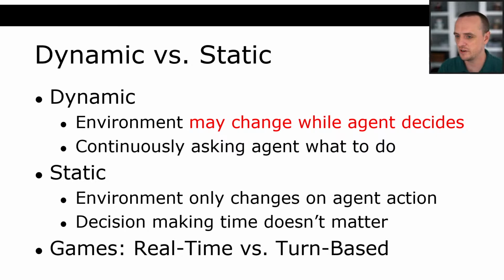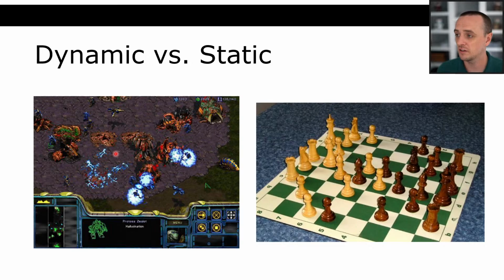And again, the easy example, dynamic StarCraft, right? The agent is sitting there trying to make decisions, and meanwhile, I got Zergling rushed. The game doesn't care how long you take to make decisions. That's just the game, right? It's dynamic. It's going to keep going whether or not you are taking actions. In a static environment, the game is just sitting there. You are playing chess by mail. Your opponent cannot take a move until you take a move. Now, I know this changes a little bit when you get timers and stuff like that, but for the most part, chess itself without timers is a static game.